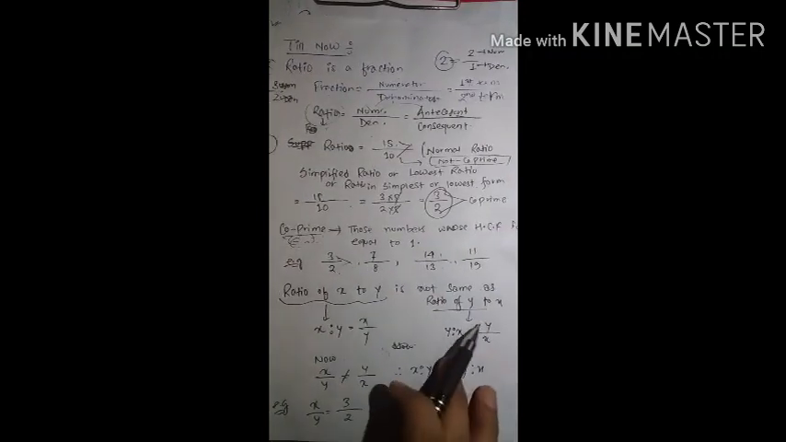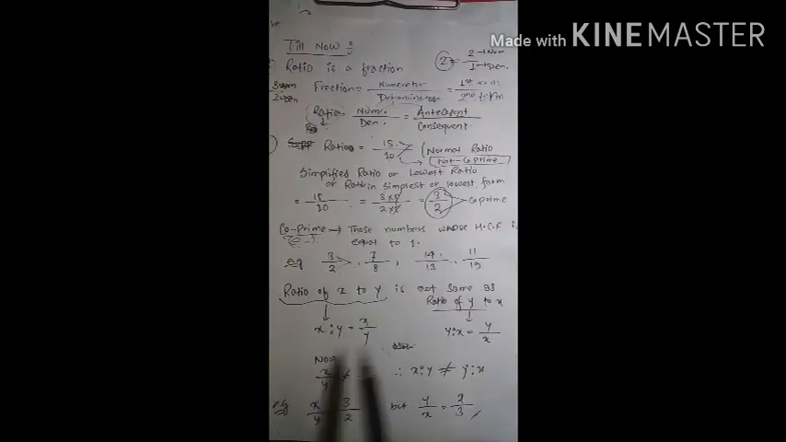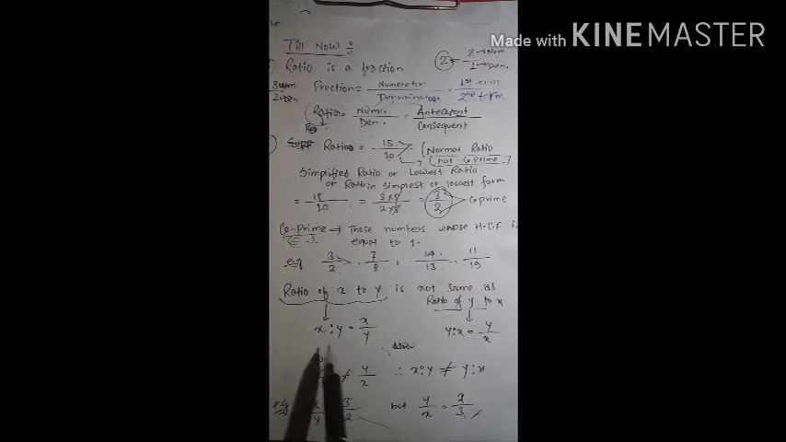Now to the third property. For example, is 3 by 2 the same as 2 by 3? It is not possible. So we can say that 3 is to 2 is not the same as 2 is to 3. So in general we can say that x is to y is not equal to y is to x.